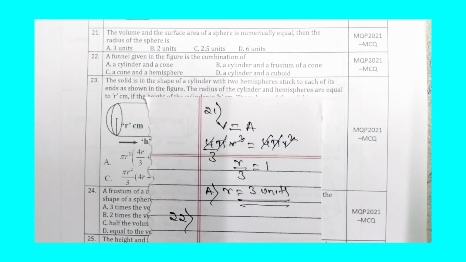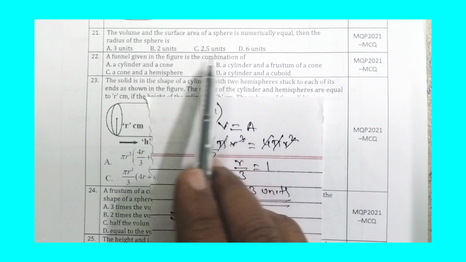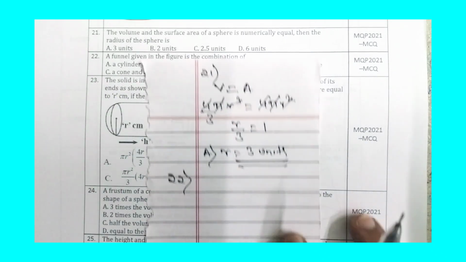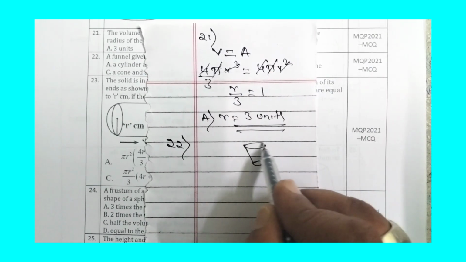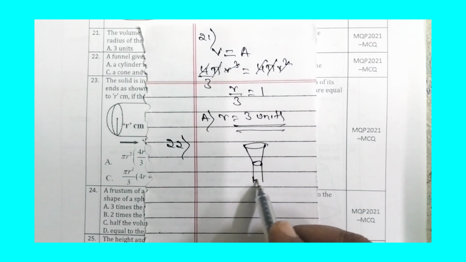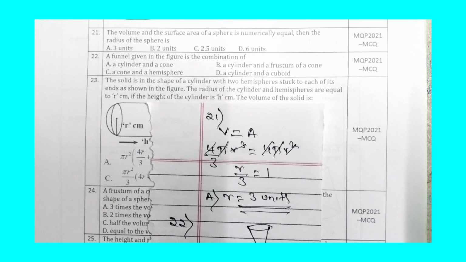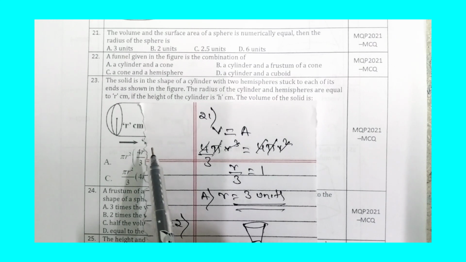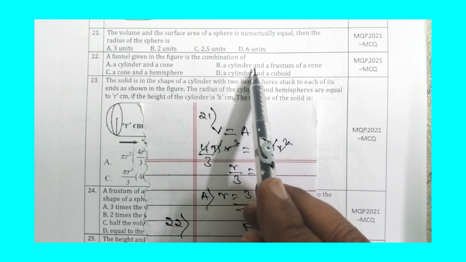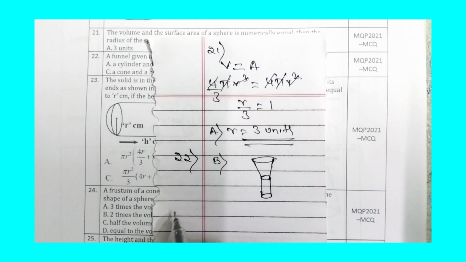Now let us move to the 22nd question. A funnel given in the figure is the combination of. So when we take a funnel, see, the funnel looks like this. So the funnel will be in this shape. See, this is a cylindrical shape, this is the frustum of a cone. So where is the answer? So it is in the shape of a frustum of a cone and a cylinder. So for the 22nd question the right answer is option B, a cylinder and a frustum of a cone.